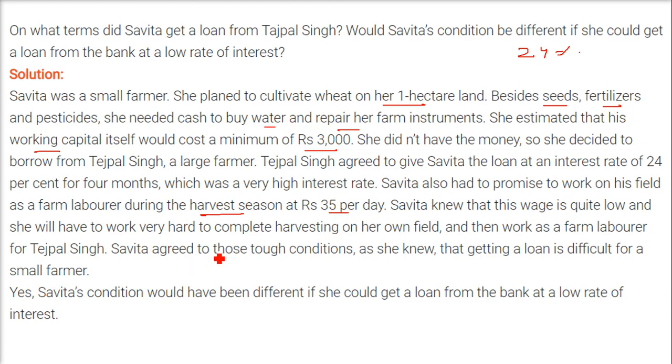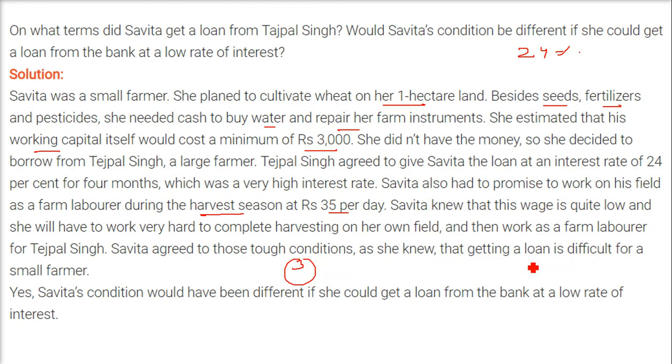Savita knew that this wage is quite low, and she will have to work very hard to complete the harvesting on her own field and then work as a farm laborer. So she has to work hard on her field, and then she has to go to Tejpal's land and work for just 35 rupees. Savita agreed to these tough conditions. Why? Because she has 3 kids. She has to feed them.